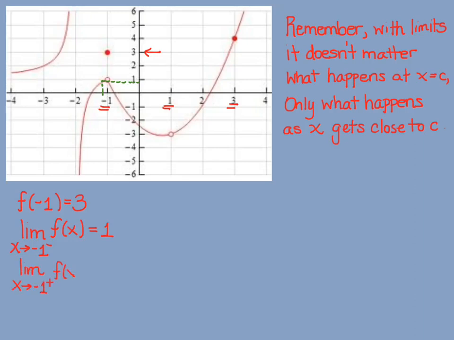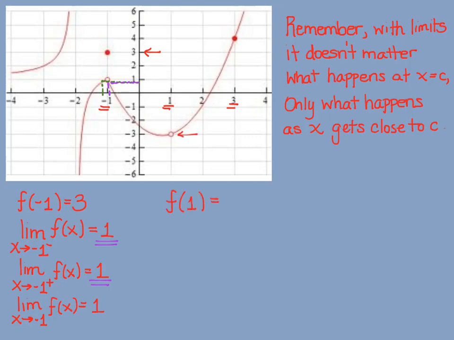We can do the same thing for the limit as x goes to -1 from above. Once again, we trace up from a value slightly bigger than -1 until we hit the curve, then we trace over to find the y value, and again this seems to be getting closer and closer to 1. Since the limits from above and below both go to 1, the limit as x goes to -1 of f of x is 1.